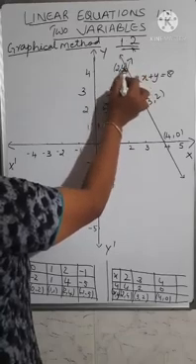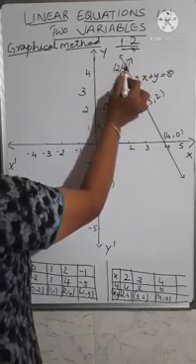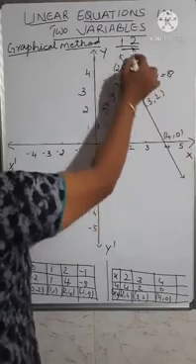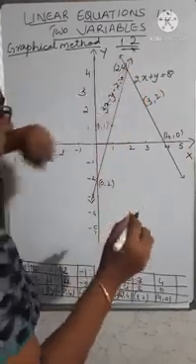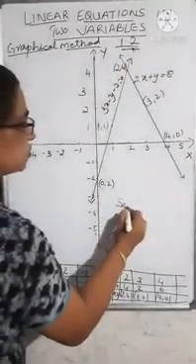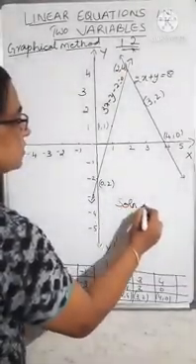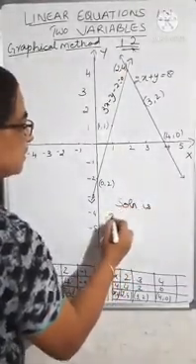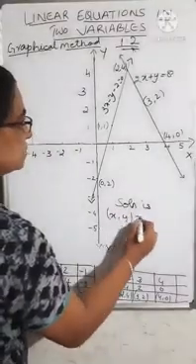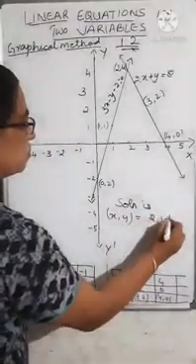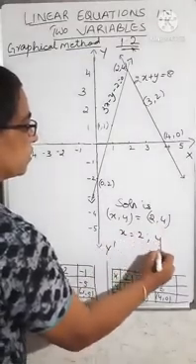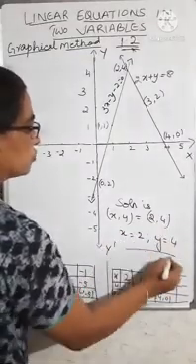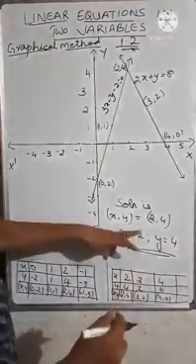The solution of the two equations will be the point of intersection of the two straight lines, the coordinates of the point of intersection of these two straight lines. Therefore, when you write the solution, you write: solution is (x, y) equal to (2, 4). Then you write the value of x is equal to 2 and the value of y is equal to 4. This is how you write the solution of the equation.